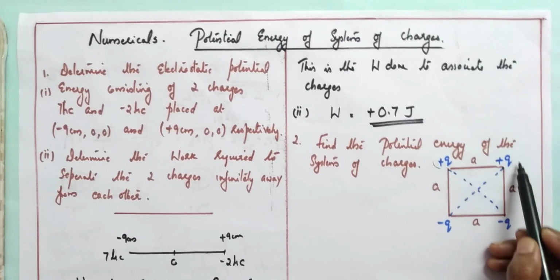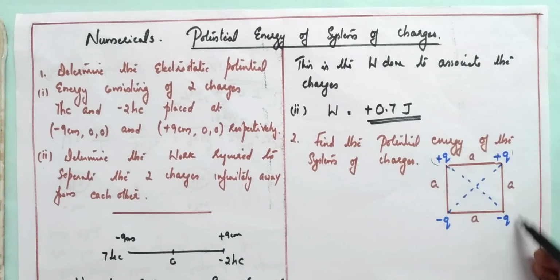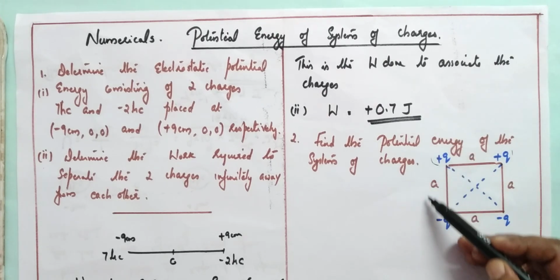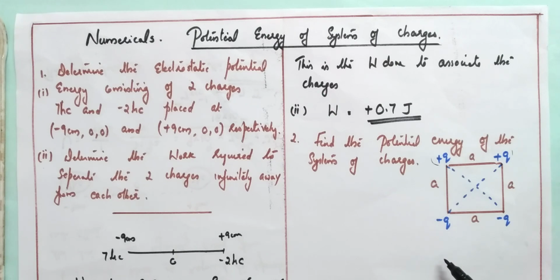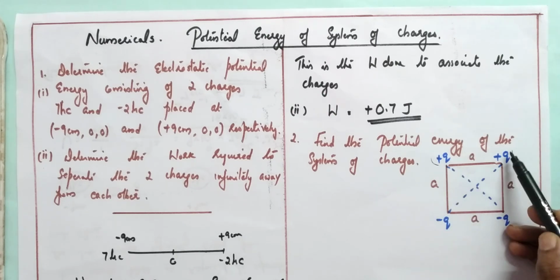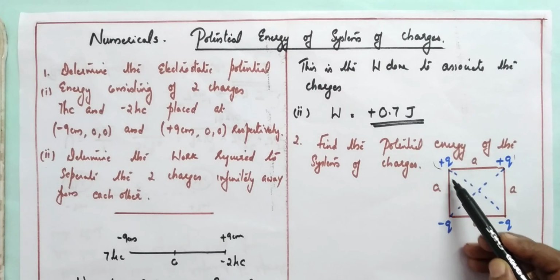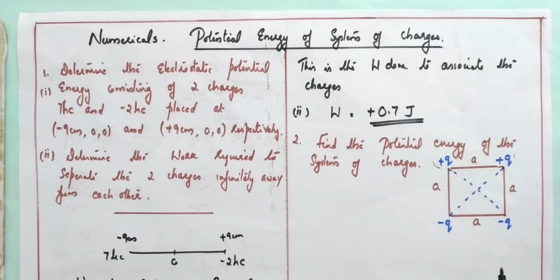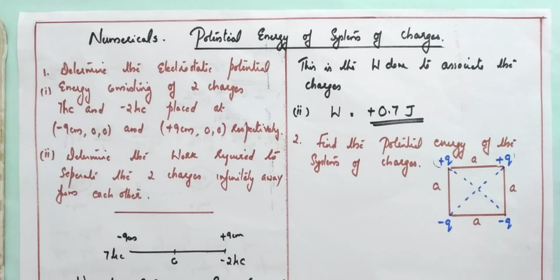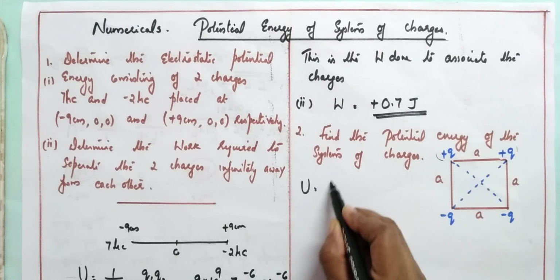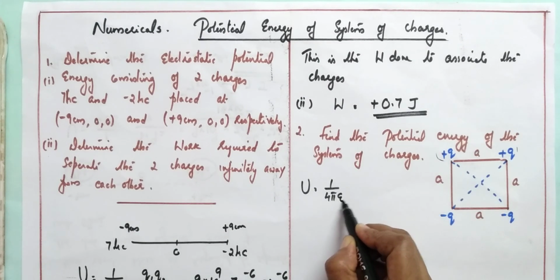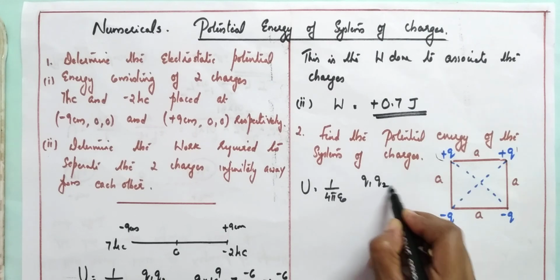Potential energy between these two charges, and between these two charges. Potential energy between minus q and minus q. Potential energy between plus q and minus q. Any other? Diagonal also. Potential energy between plus q and minus q diagonal wise, and again between plus q and minus q diagonal wise. So how many terms will be there? Six terms.